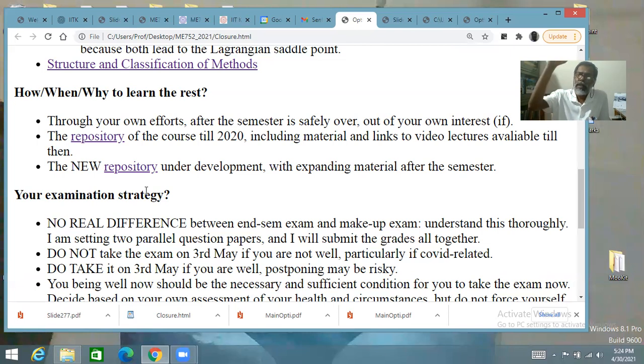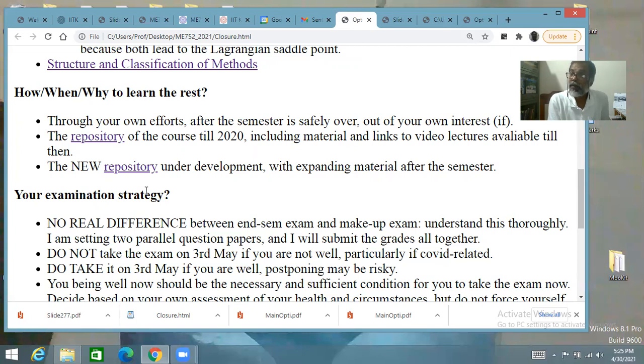And this time it is almost sure that some people will have to take the makeup exam, and that is why makeup exam will not be something like exception handling, but it is something like an expected thing this time. After that, the makeup exam, some people will be there to take that. That will be conducted in due course of time, and I will submit the grades all together. Therefore, there is no compulsion for you to take the exam this Monday.